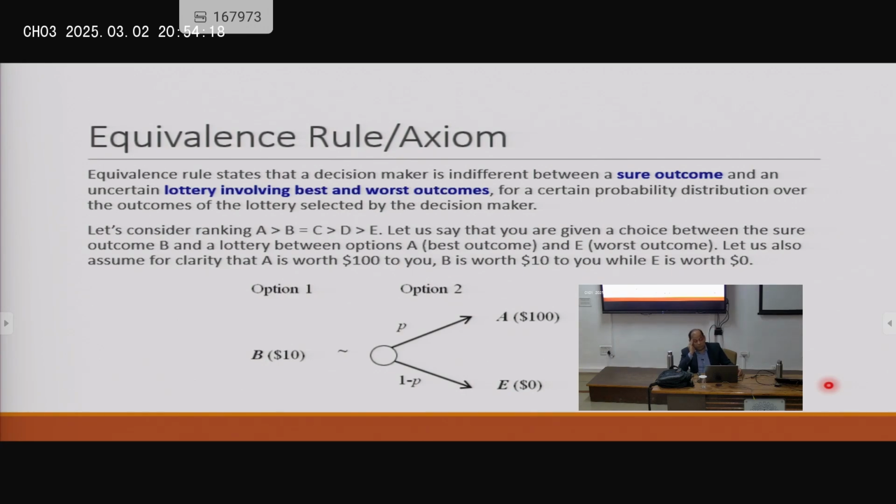So obviously when P equals 1, what do you prefer? Right, that's trivial, because you get $100 for sure. What happens when P equals 0? Option 1, right? So at P equal to 1, you prefer option 2, at P equal to 0, you prefer option 1, and somewhere between 0 and 1, you switch. We're just looking at the switching point. It has to exist. There's no way around it.